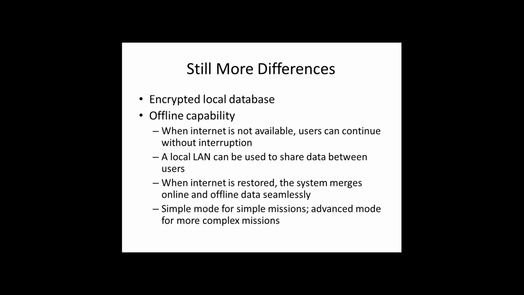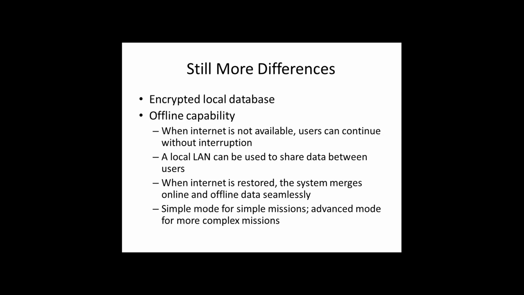In other words, if there's a router where you are, there's a way to get on that router and share the information with everybody else. Nothing's going to the outside world because there's no internet, but all the users are working together. The beauty of this is that when internet is restored, the system automatically merges all the online and offline data so that when it's done, both WMIRS and the IMS look just as they would have looked if everybody had been online the whole time.